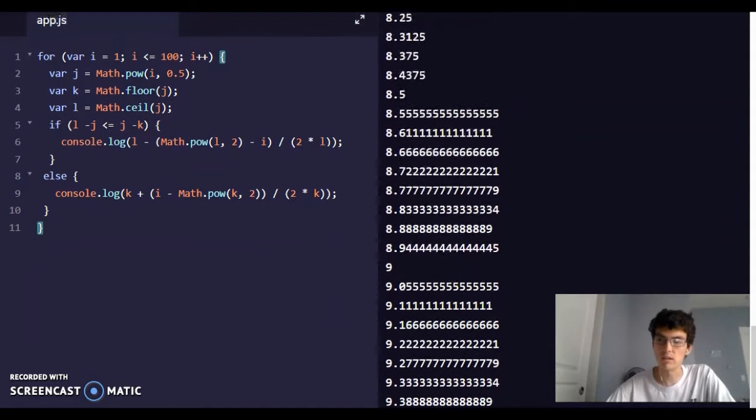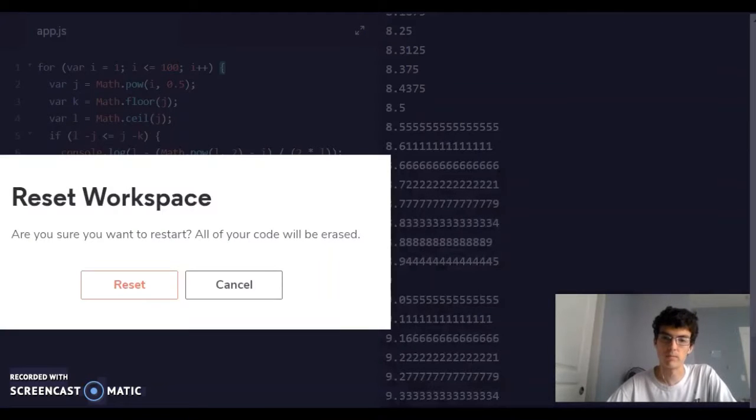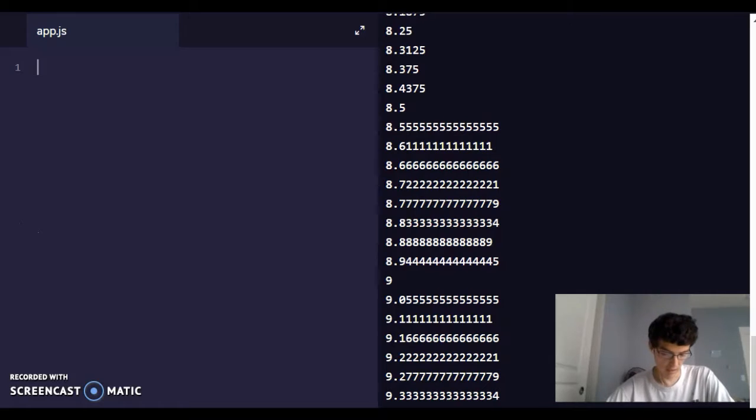Now I want to see how good these actually are. So now what I'm going to do is I'm going to reset, and I'm basically going to keep the same thing. I'm going to create code that allows me to find the error of the algorithm, i plus plus.